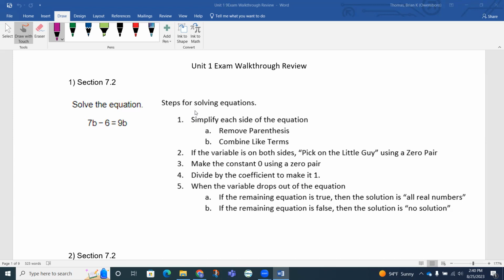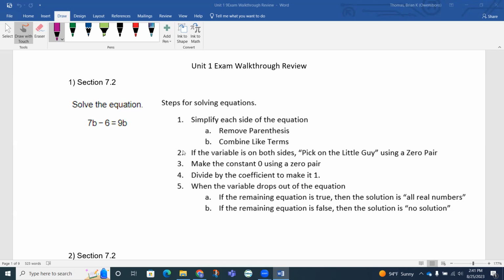Remember, these are the steps for solving equations. Simplify each side of the equation, remove parentheses, combine like terms. If I look at this equation, the left side is 7b minus 6. There's not any parentheses, and the 7b and the negative 6 are not like terms, so that's considered simplified. The right side of the equation just has a 9b, so that's simplified.